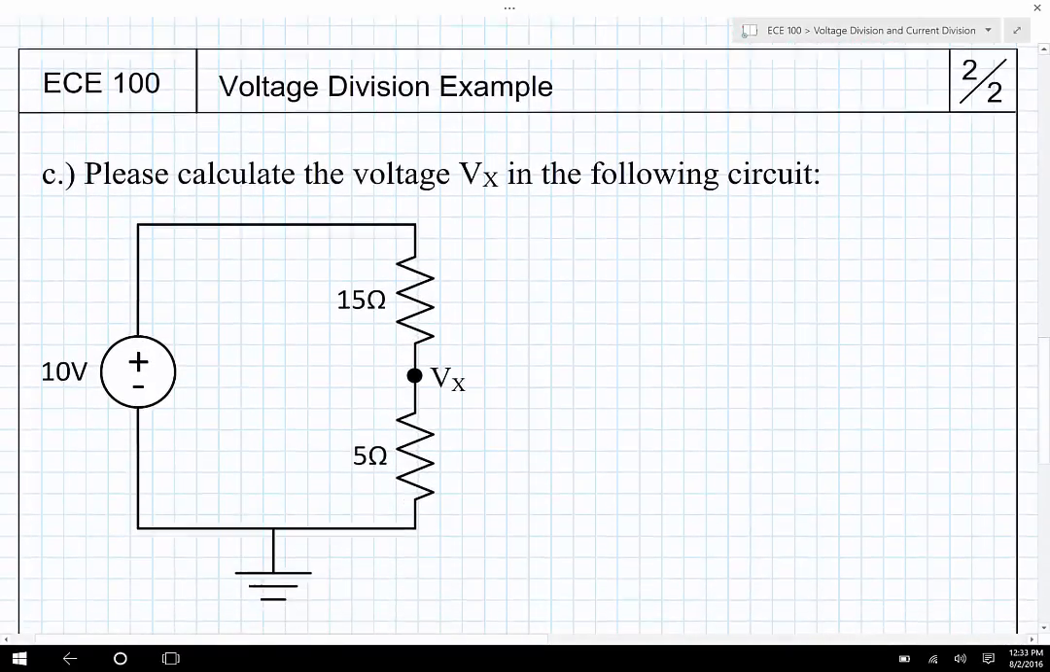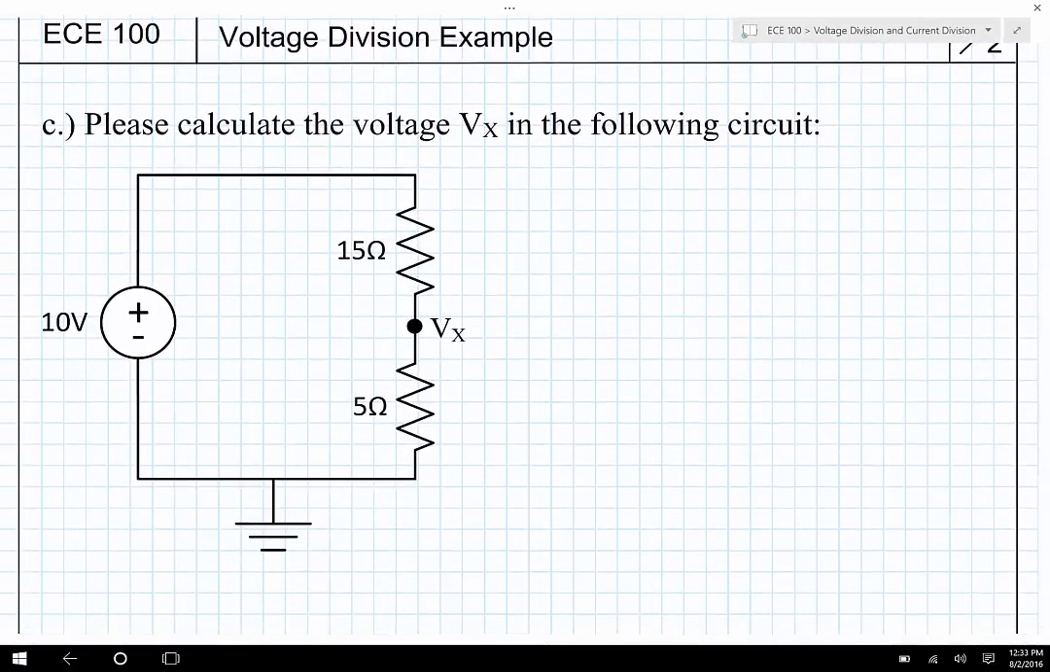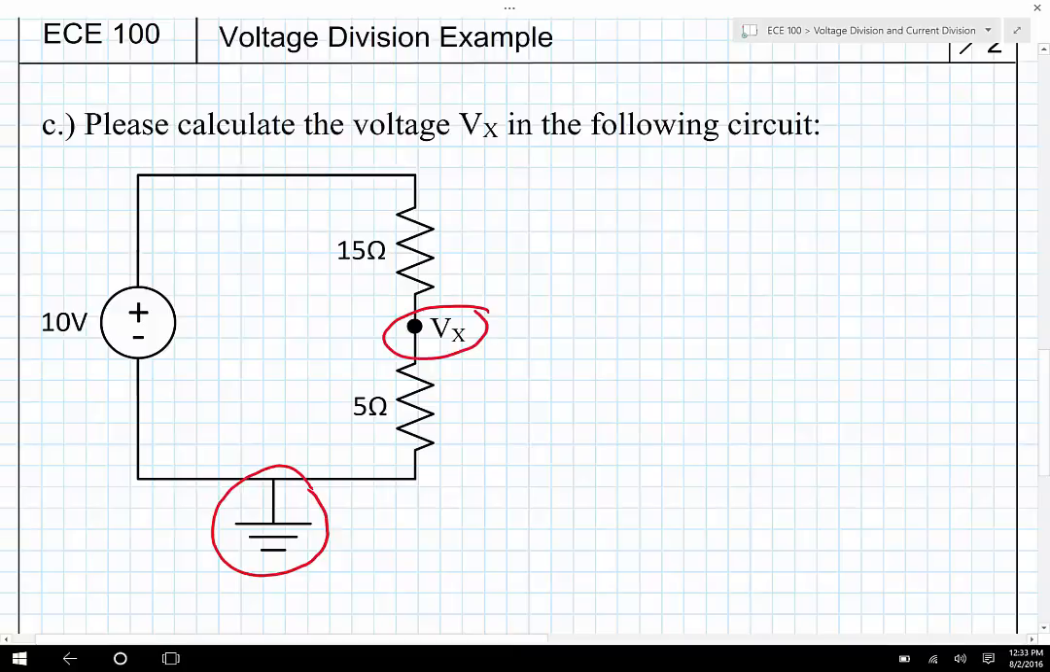Okay. Third example. Now I've included that ground node. You remember we talked about the ground node at the start of the lesson today. And what I'm asking for is V sub x. And notice that V sub x doesn't have a plus and minus.